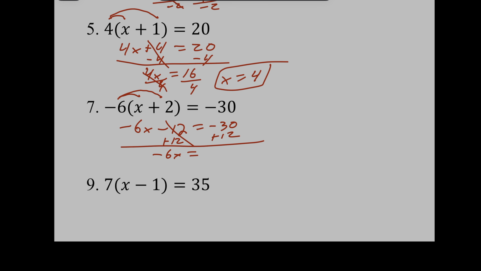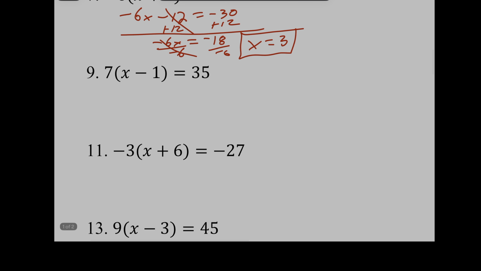And that's going to equal, well, signs are different, so you subtract. Keep the sign of the bigger number, which is negative. Now, once I divide each side by -6, boom, die. x equals, a negative divided by a negative is a positive 3. Okay, let's go on to number 9.